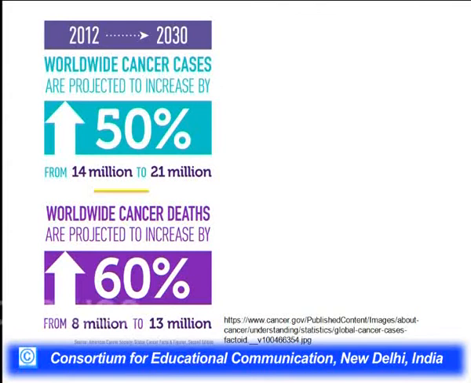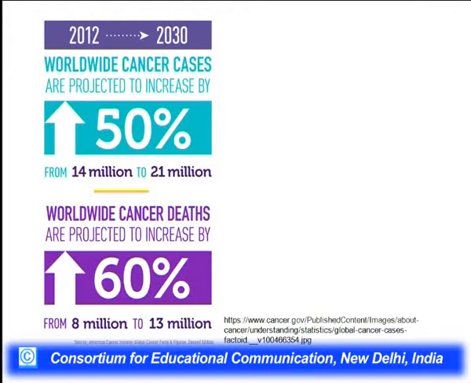Now, if we see some of the figures released by the American Cancer Society, the global cancer trend from 2012 to 2030 has been projected to increase by about 50%. So worldwide, cancer cases will increase from 14 million to about 21 million cases in the year 2030. The projected cancer deaths from 2012 to 2030 are said to increase by 60%, which means the 8 million deaths which occurred in 2012 will increase to 13 million deaths. So we can see how this deadly disease is increasing day by day.